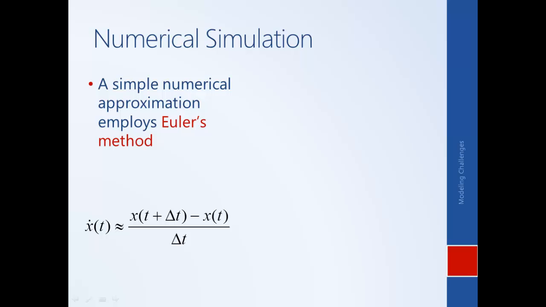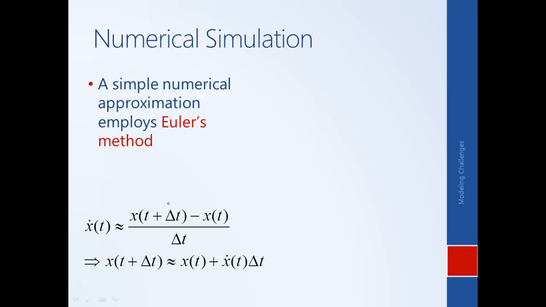Graphically, what a derivative represents is a rate of change or a slope. So it's the change in x between two discrete instances in time divided by the change in time. If we rearrange this, we can basically try and estimate the value of x some step, delta t, into the future.